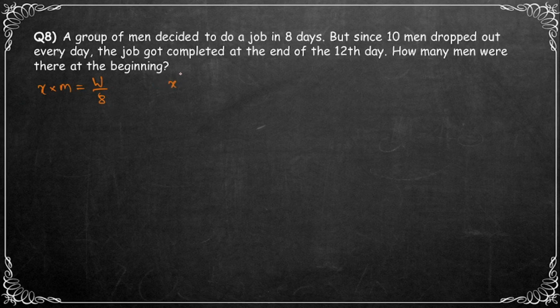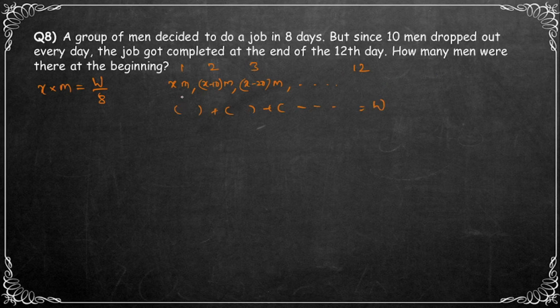So first day there were x number of men. Now second day 10 men dropped out, so x minus 10 number of men. On the third day x minus 20, that is x minus 10 minus 10, it is x minus 20 number of men. So it goes like that. On the 12th day, the total work has been completed. So now parts of the work, if we add, we should get the total work.